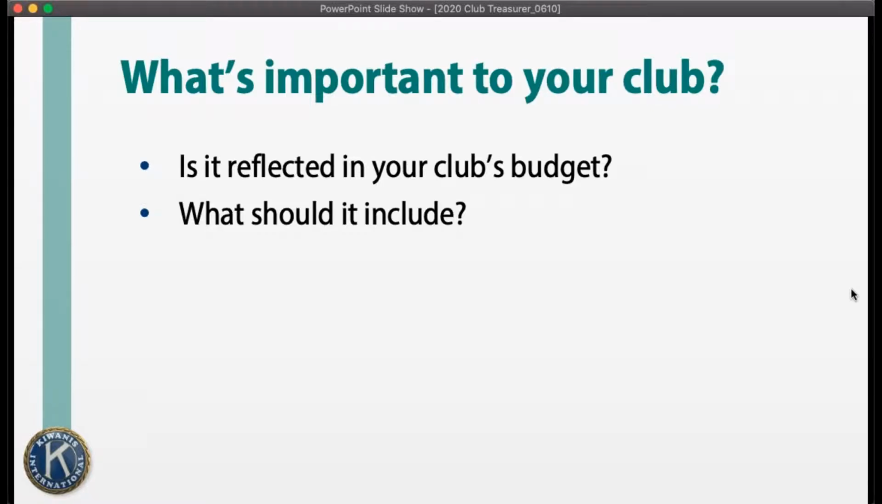Remember, proper funding is absolutely necessary in order to have a successful fundraising event. So consider creating partnerships or offering sponsorship opportunities, or even applying for grants to make sure that you can achieve the goals that your club has set forth. Those of you who were at the secretary training yesterday, we talked a lot about your why. Why do you do what you do? So why does your club exist? And make sure that your budget is reflective of that.